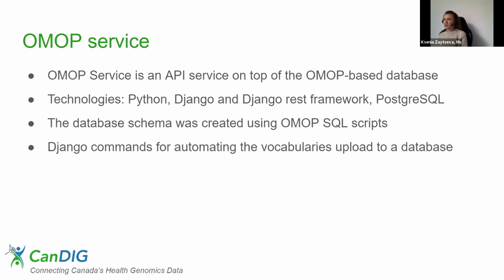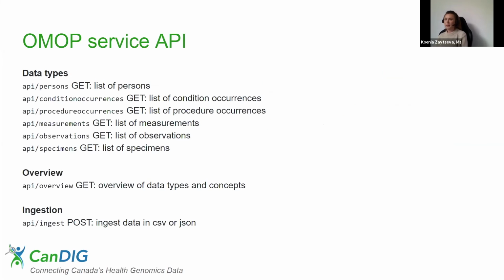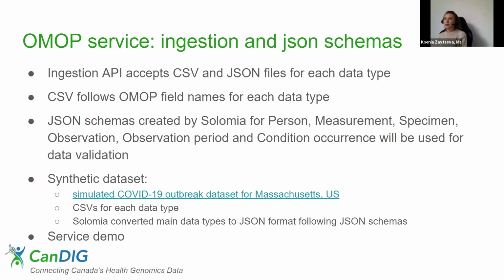The database schema was created using OMOP SQL scripts that are provided by the OHDSI community, and I've developed Django commands for automating the vocabularies upload to a database. This is how the current API looks. We focused on main data types and exposed them by the API. There is an API overview endpoint and an endpoint for ingesting data. The data can be ingested in CSV and in JSON files for each data type. CSV simply follows OMOP field names for each data type.